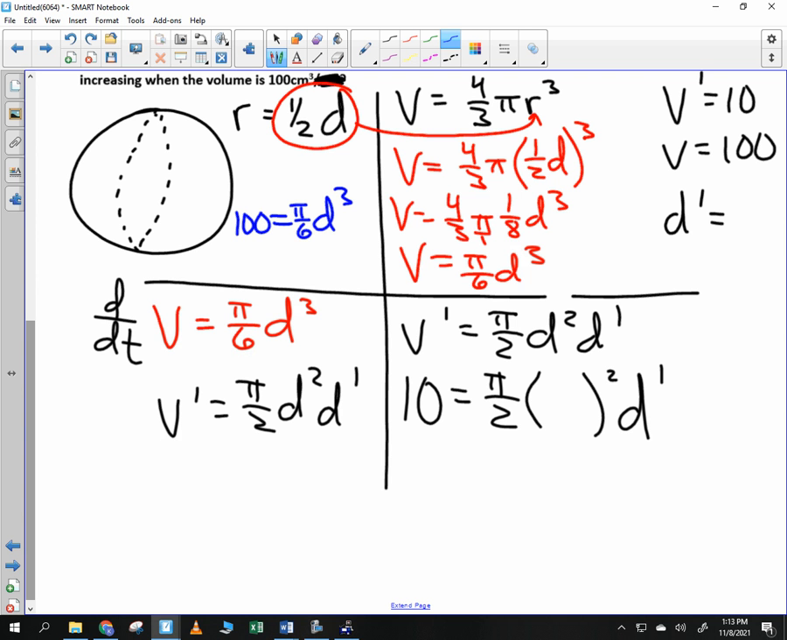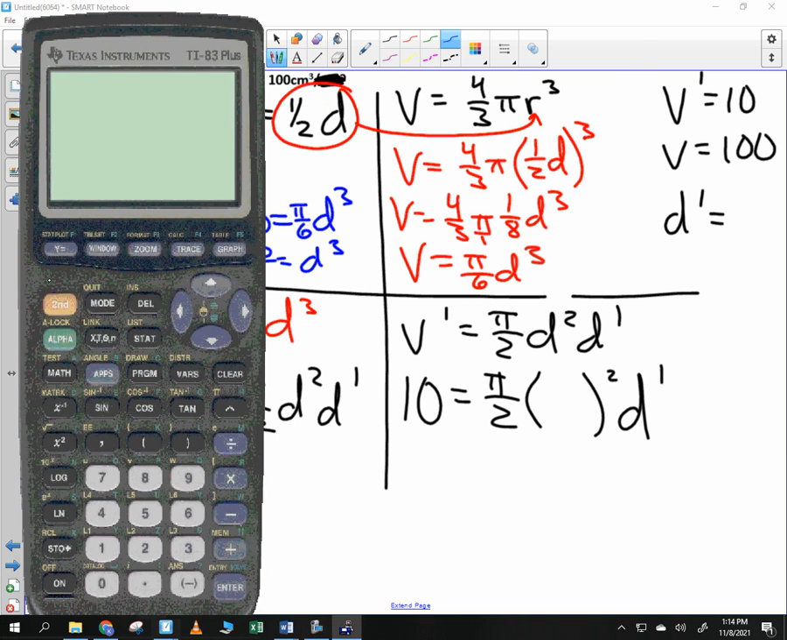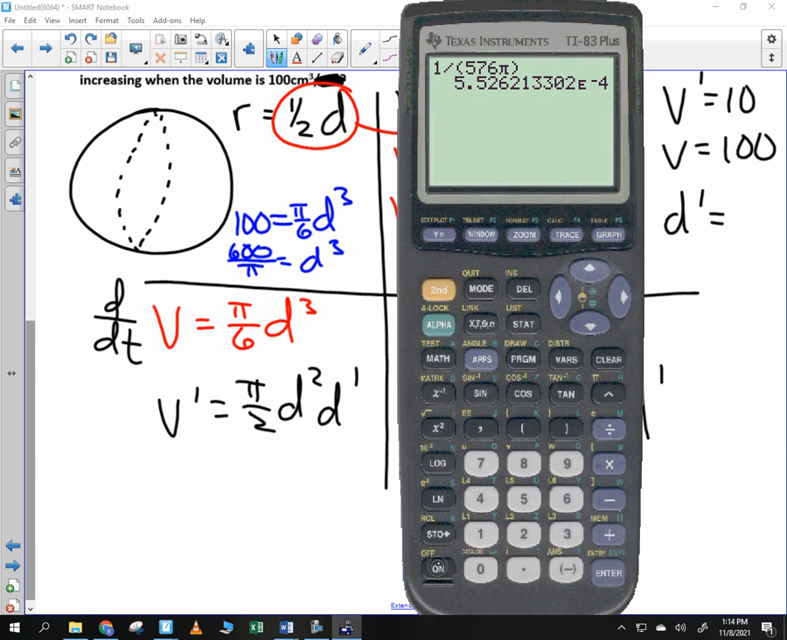How would I get rid of the pi over 6? Divide by pi over 6 or multiply by 6 over pi. So if you multiply by 6 over pi, I'll get 600 over pi is equal to d cubed. Now what do you do to both sides? Take the cubed root. So I'll do that on my calculator. I'm going to take 600 and divide it by pi. That's not my answer. I have to take the cubed root of it, right?